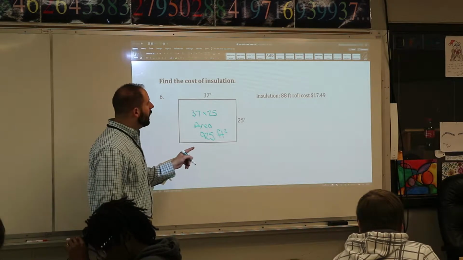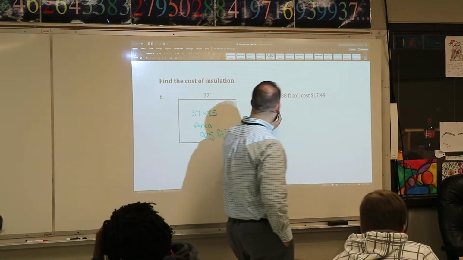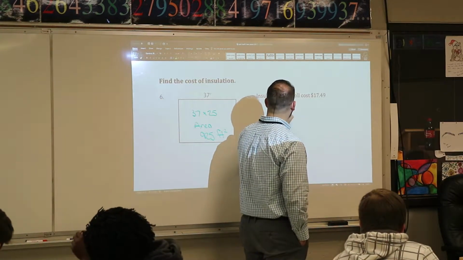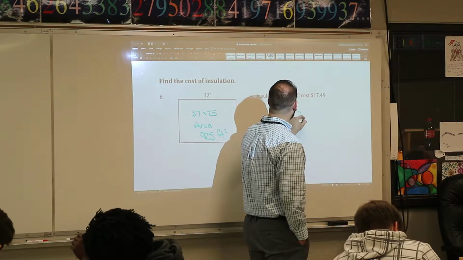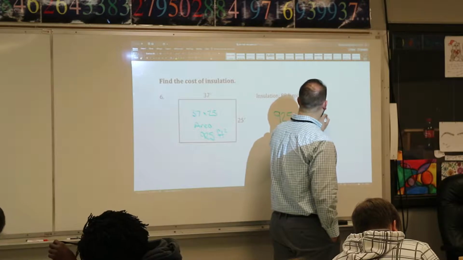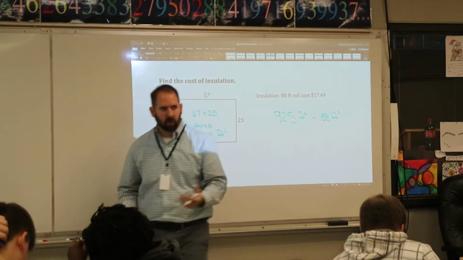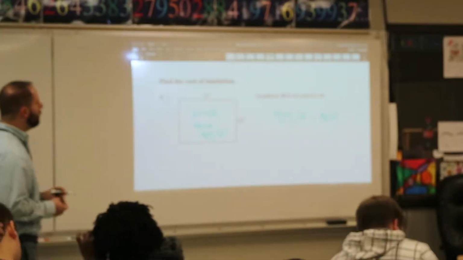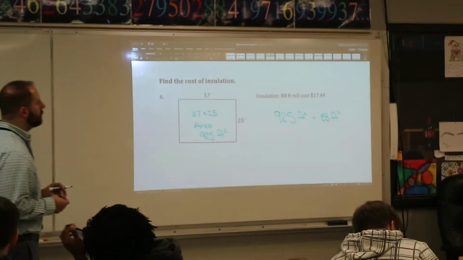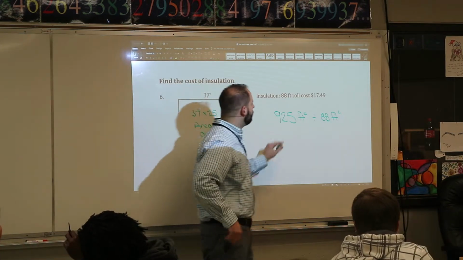What we have to do is we have to divide by what the rolls come in. They come in 88 feet rolls. You'll have to read that on your problem. So mine, feet squared, I'm gonna divide by 88 feet squared, because that's what it comes in for the rolls. They cover so much square footage, 88 foot rolls. So we divide by 88. That's supposed to be feet squared. I must have mistyped it.